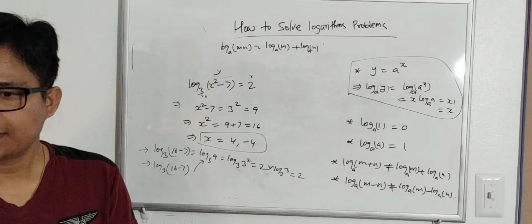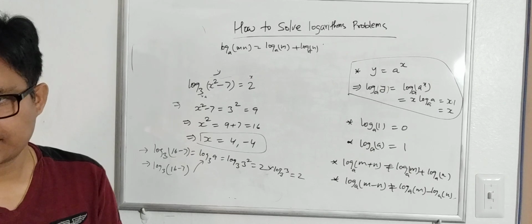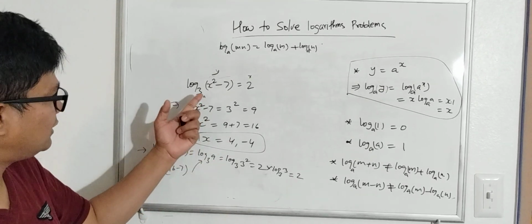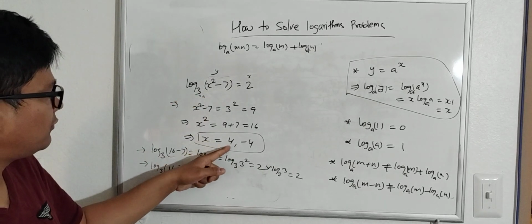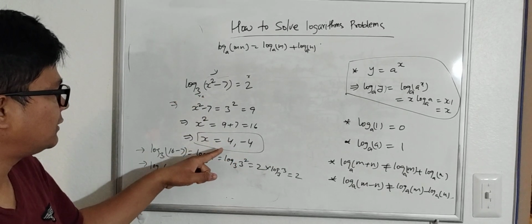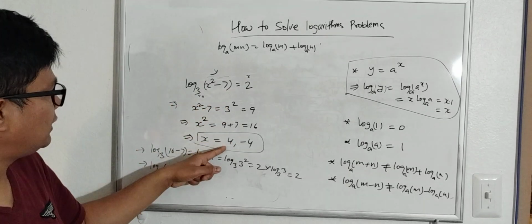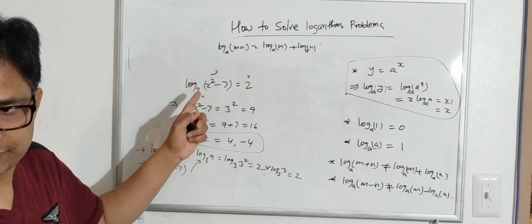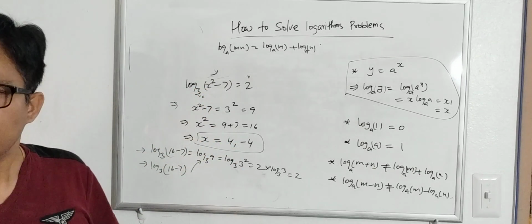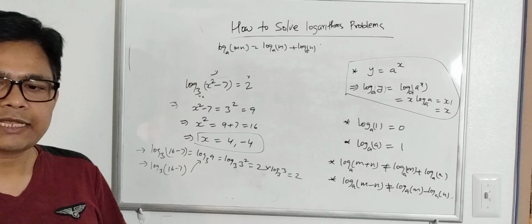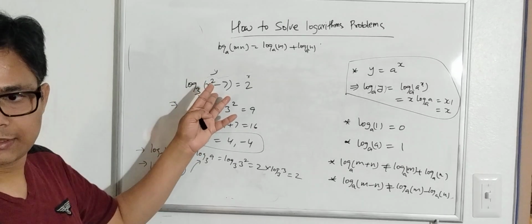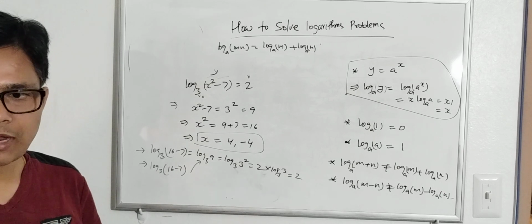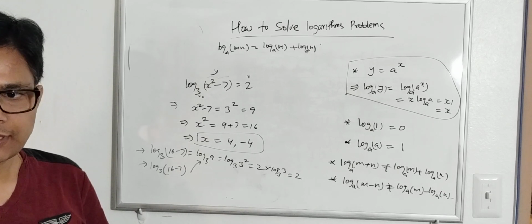Sometimes you will find some solutions are not correct. Sometimes all the solutions are correct. So this is an example where you found both 4 and minus 4, the values of x, are correct, because if you put these values, you are not getting log of a negative number or log of 0. Okay, so once you find the solution, try to put that solution back into the given original expression or equation and see, are you getting 0 or less than 0, like a negative number.